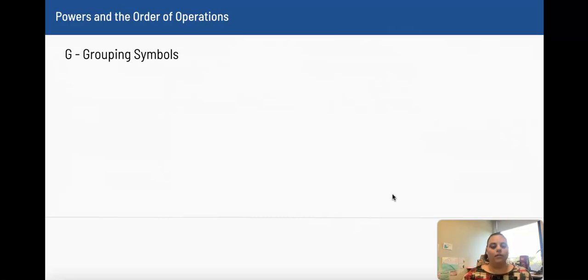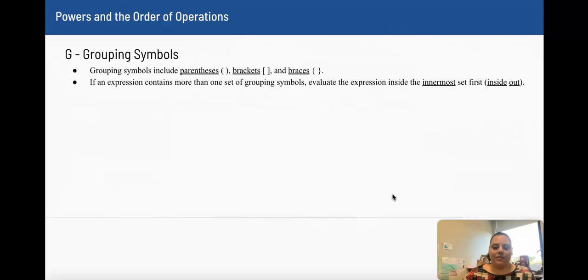Our order of operations has 4 parts: G for grouping symbols. These grouping symbols include parentheses, brackets, and braces. I've given you a visual example of each, and I've underlined the words so you know what to write down. If an expression contains more than one set of grouping symbols, we're going to evaluate from the innermost set first. We're going to go inside out.